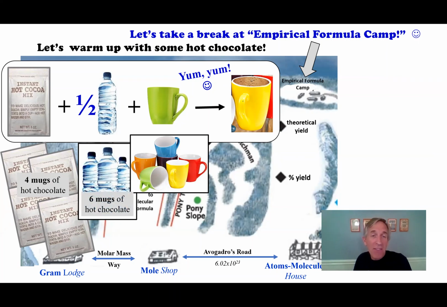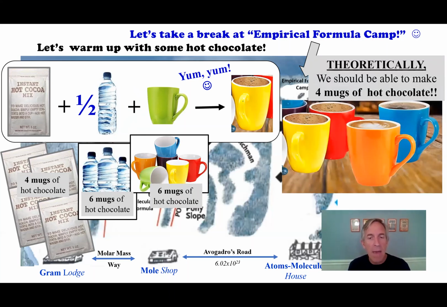So if I used up all of the 3 bottles, I could make a total of 6 mugs, which is great because I have 6 mugs available. So I should be able to make 6 mugs of hot cocoa, right? Wait, I only have 4 packets. So the maximum amount I can make is 4 mugs of hot cocoa.